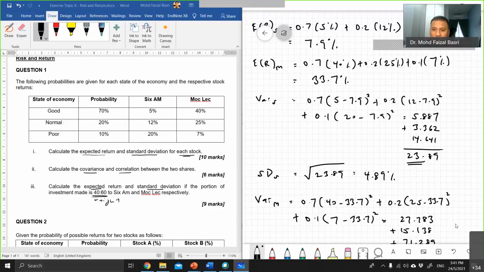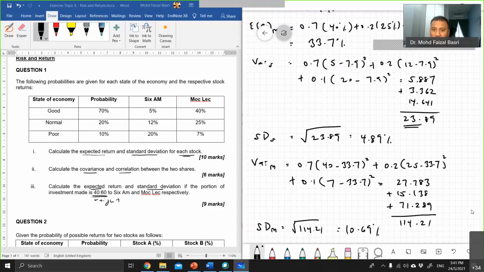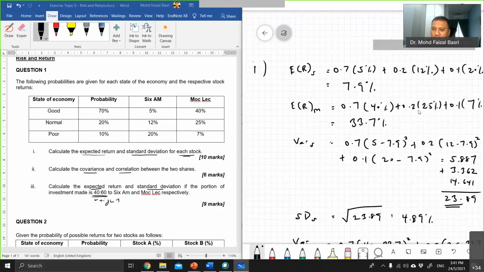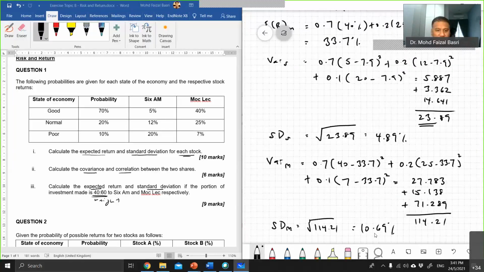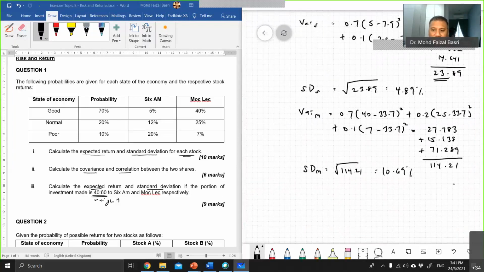So what I've done so far, this is all for question number 1, to calculate the ER and also standard deviation for individual stocks. Question 1: ER for S and M, 7.9 versus 33.7. And the standard deviation is 4.9 versus 10.69. Okay, moving on to the second question, to calculate the covariance and the correlation.